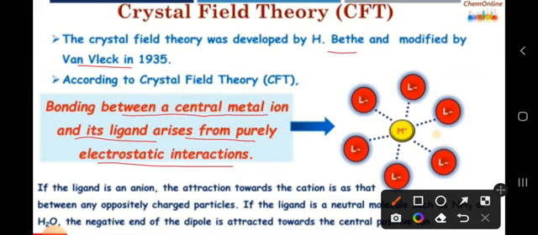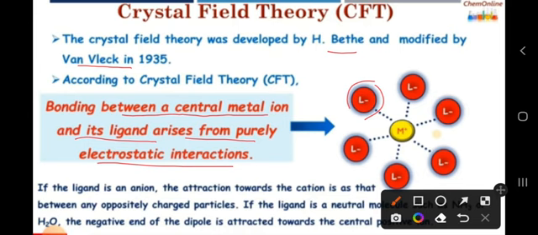Here the central metal atom will have a positive charge, and the positive charge will always interact with the negative charge mainly. But the ligand consists of negative charge and also neutral molecules. So this ligand, containing negative charge and neutral molecules, we are going to take as point charges. So we are going to learn the third sem free electron theory.